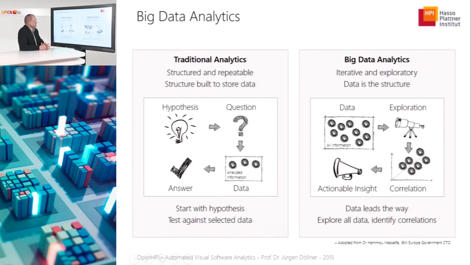This process is also called iterative and exploratory because we repeat it several times until we find the right insights. The data is unstructured here, so we do not have a specific structure to which data is mapped. We keep the data as it is. It's big data, so we have to find good, efficient ways to directly operate on big data.